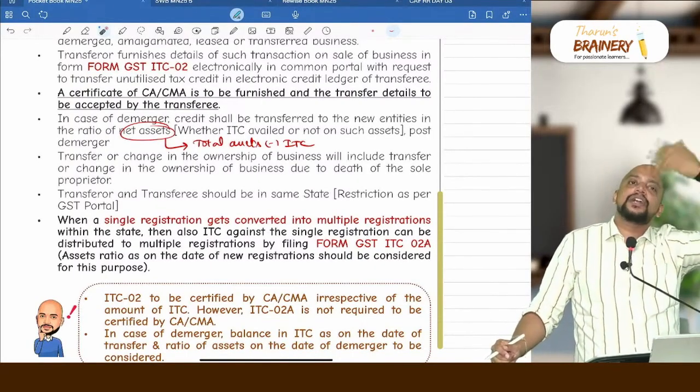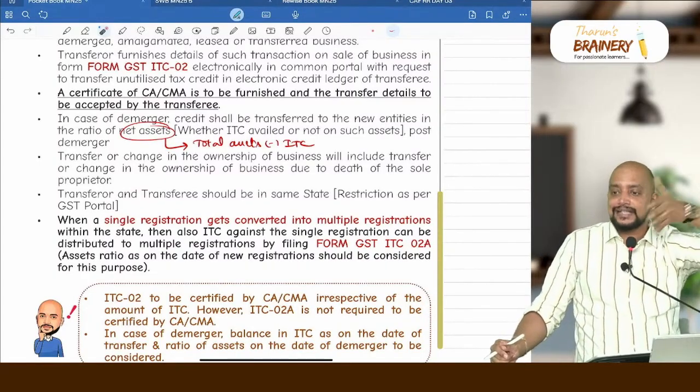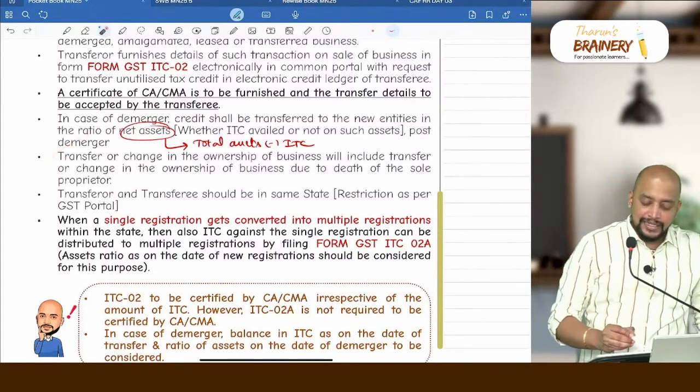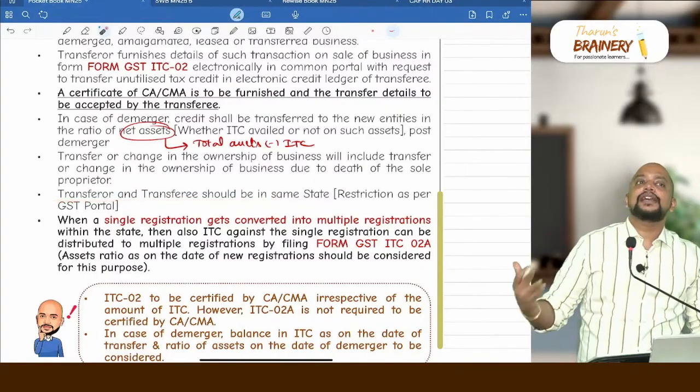In that case, the son only will file ITC 1 in the name of the father, ITC 2 in the name of the father, and the ITC gets transferred. That is this. Then transferor and transferee should be in the same state. For example, I am having an e-commerce business.